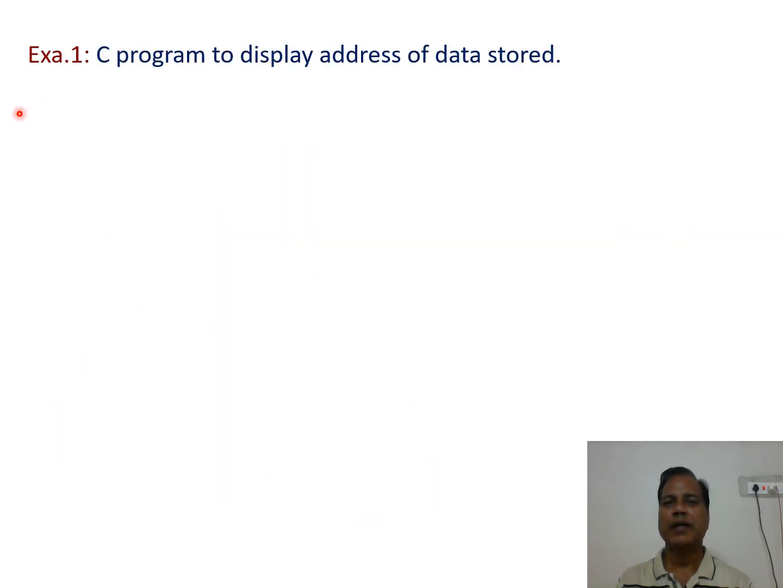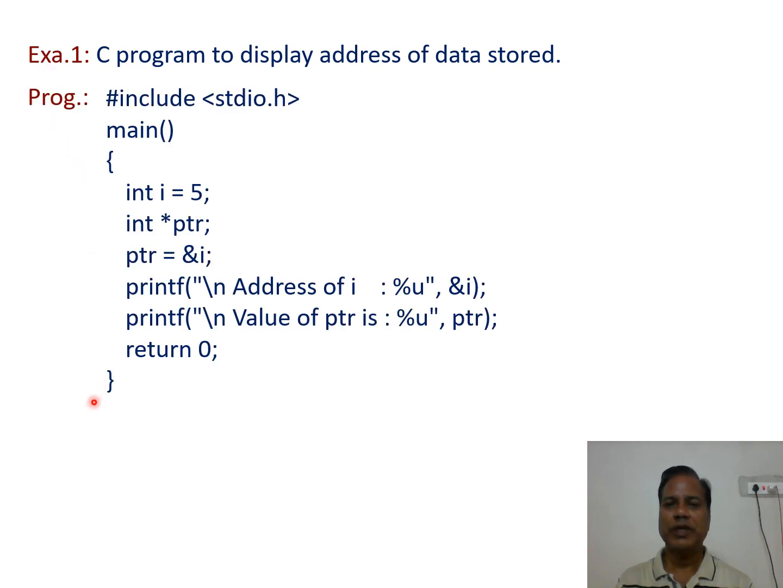Let us see an example program using the C pointer. So this is an example program. In the example program, we are familiar with the first statement that includes the standard stdio.h header file in our program.